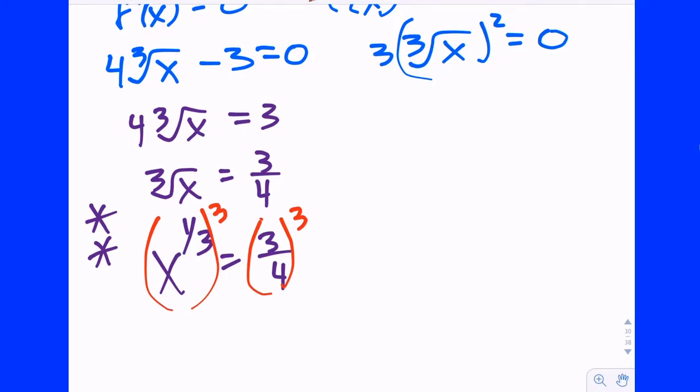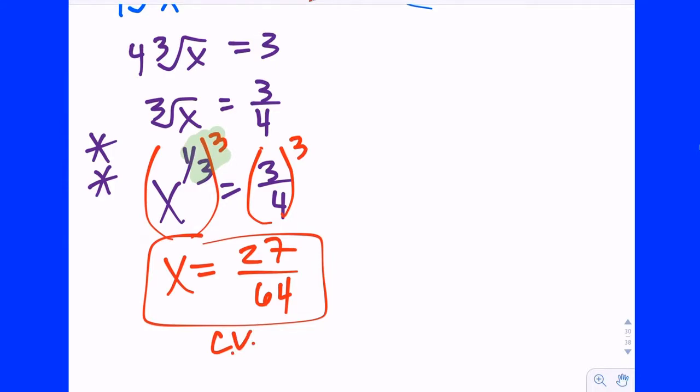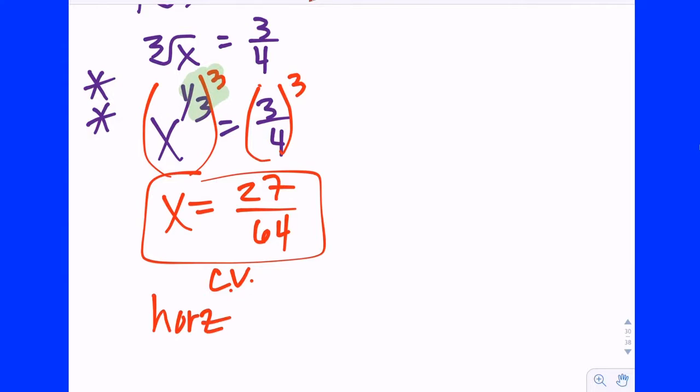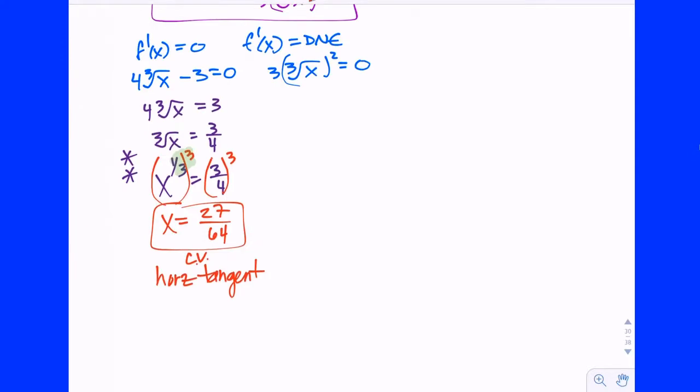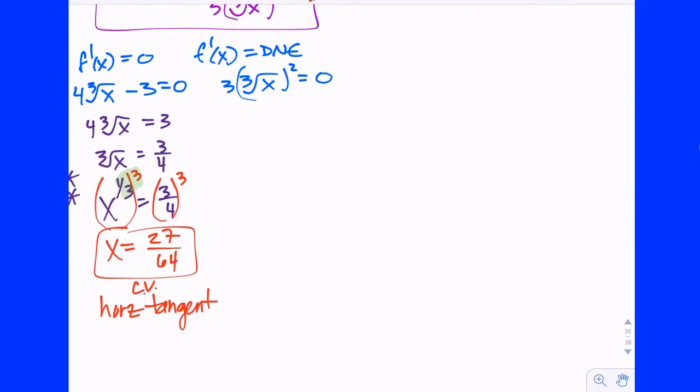And why does that work? Because of this rule over here: when you exponentiate two reciprocals together, you get what? 1. And that gives you x to the first, which is x. And now you get 3/4 cubed, which is 27/64. Wow. So there's your critical value. It's a pretty small number. That's where you have a horizontal tangent. Just kind of remembering what we're doing here, we have a nice horizontal tangent right there. Okay, but we're only halfway done with the critical values. By the way, you've got to check for that.